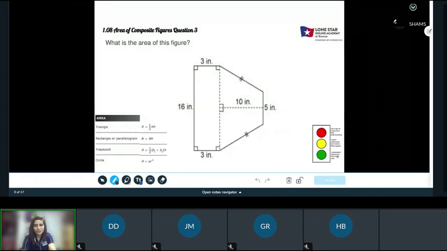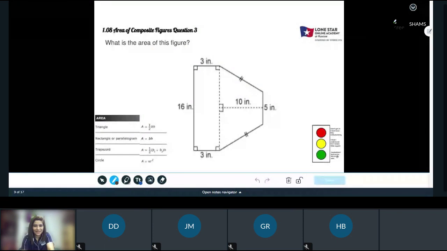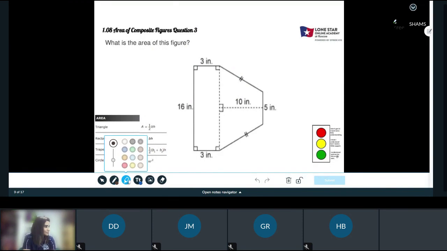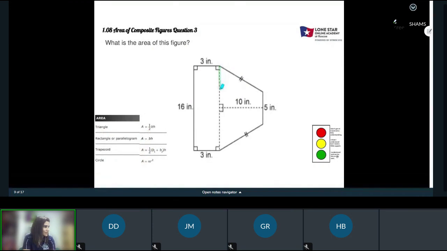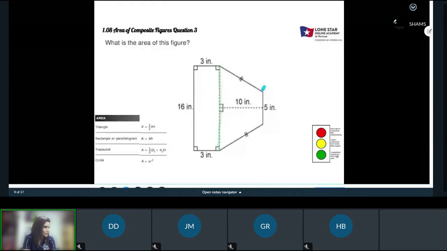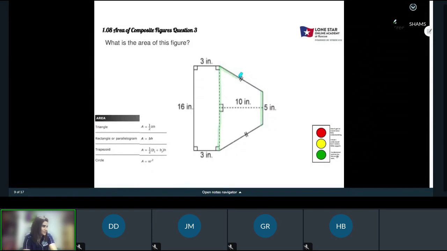This is how question 3 looked. Can you name the regular shapes you see in the composite figure? It looks hard, Derek. I'm going to highlight one of the shapes, and let's see who will help me name this. This is one base, and we've seen a similar question in class today. Another base, and then these are the two sides.